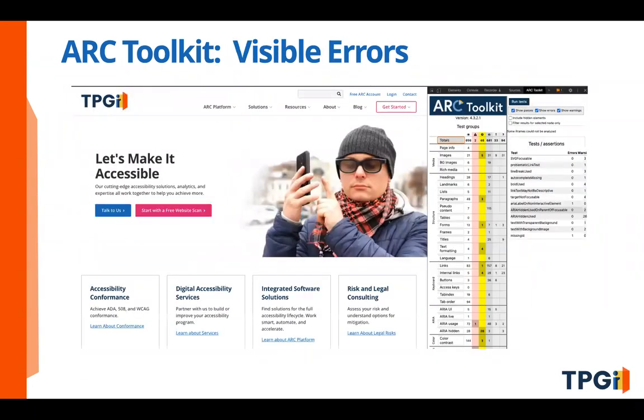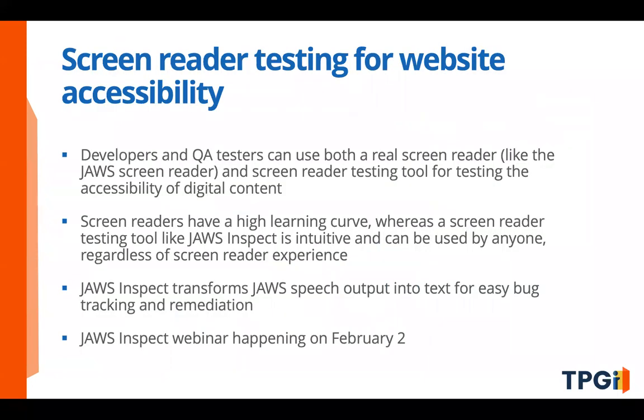And here's a quick little view of ARC Toolkit. So you can quickly identify visible errors, totals, and warning signs to look out for, and then you can take immediate actions and next steps. So definitely worth checking that out. And we'll provide links to that after the webinar, as we send out an email with the recording of the webinar as well.